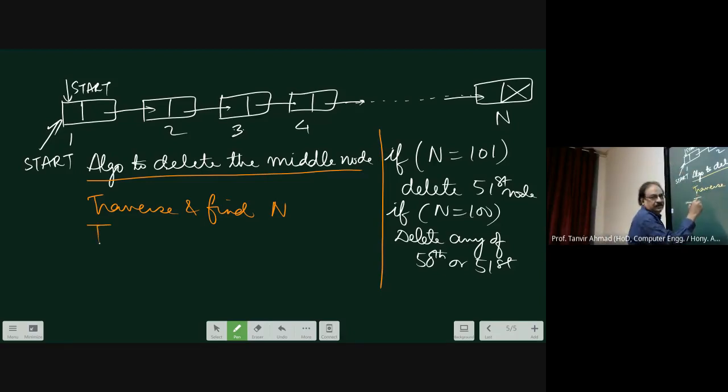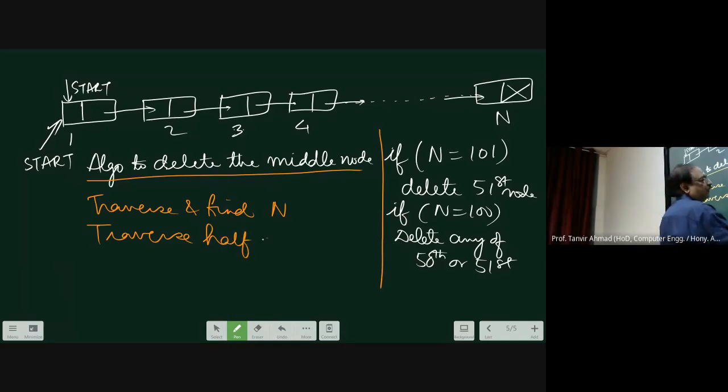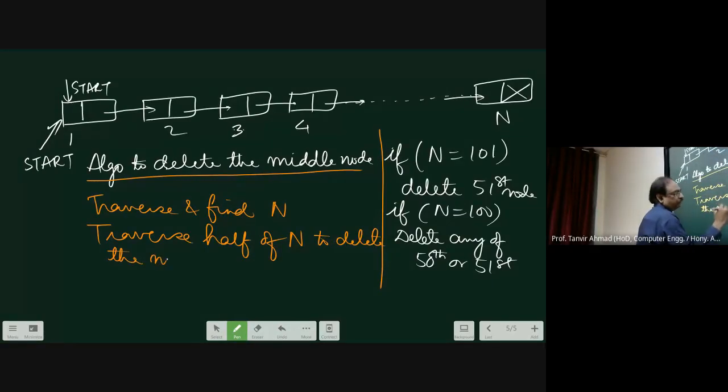Then again traverse till half of n. Traverse half of n to delete the middle one, the middle node. Correct? That means this is the step.